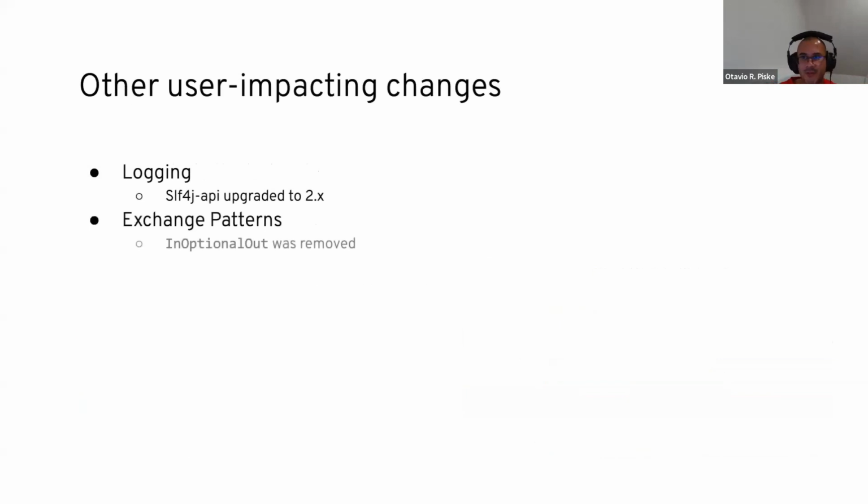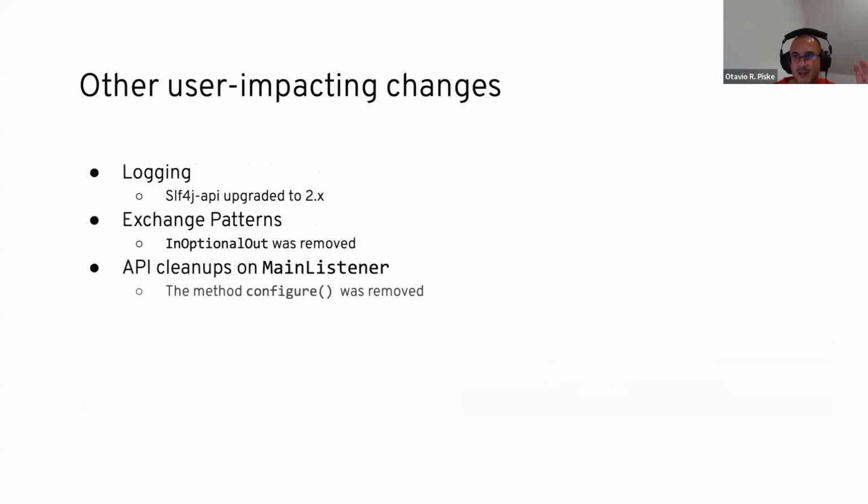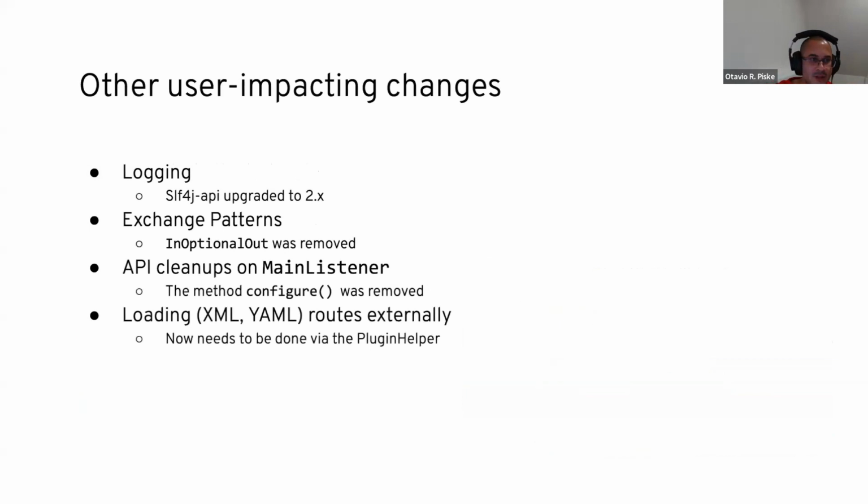In terms of impacting changes, as I said, the logging library was upgraded in Camel 4, and you might need to adjust that in your application. One of the rarely used exchange patterns, InOptionalOut, which was deprecated, was removed. I don't think this is widely used at all. It's pretty much, I think, a rare feature, so it should not have much impact.